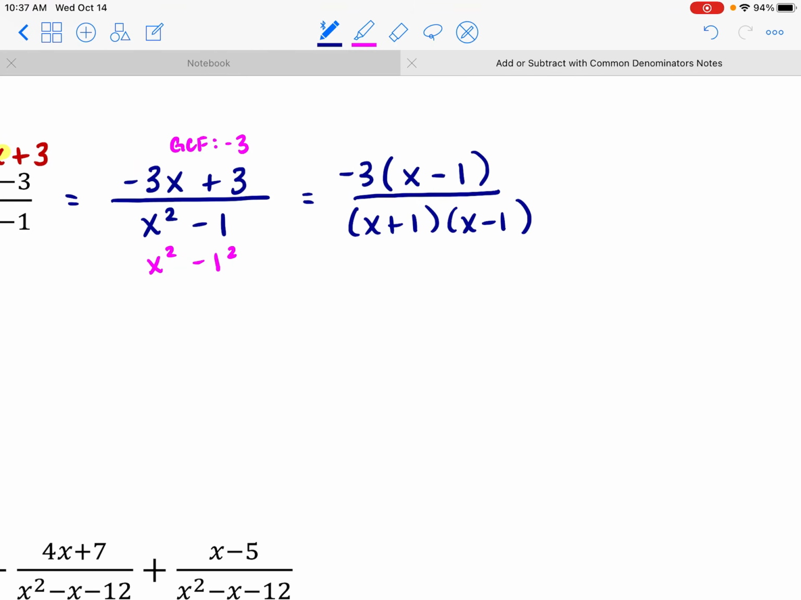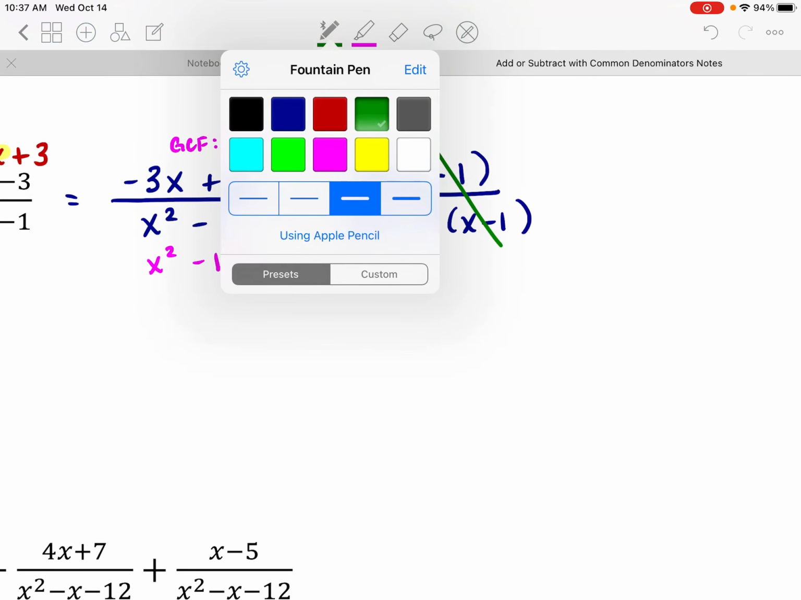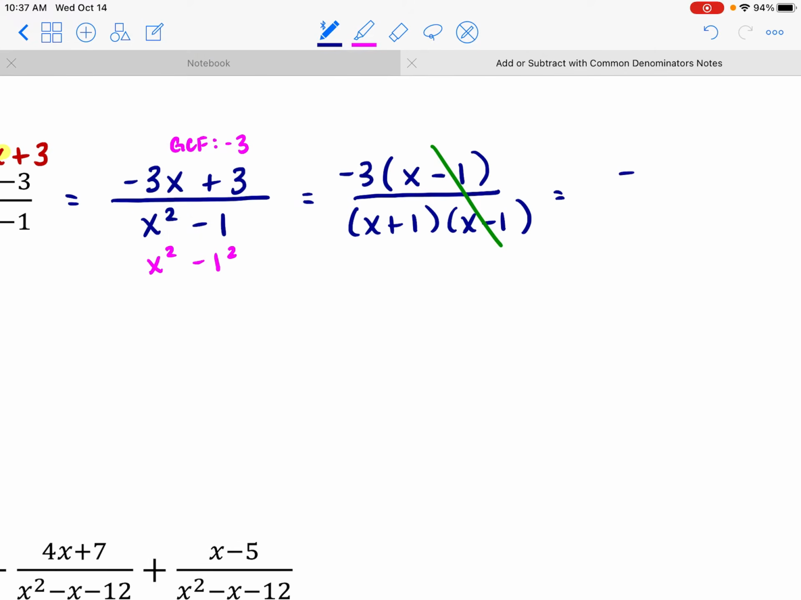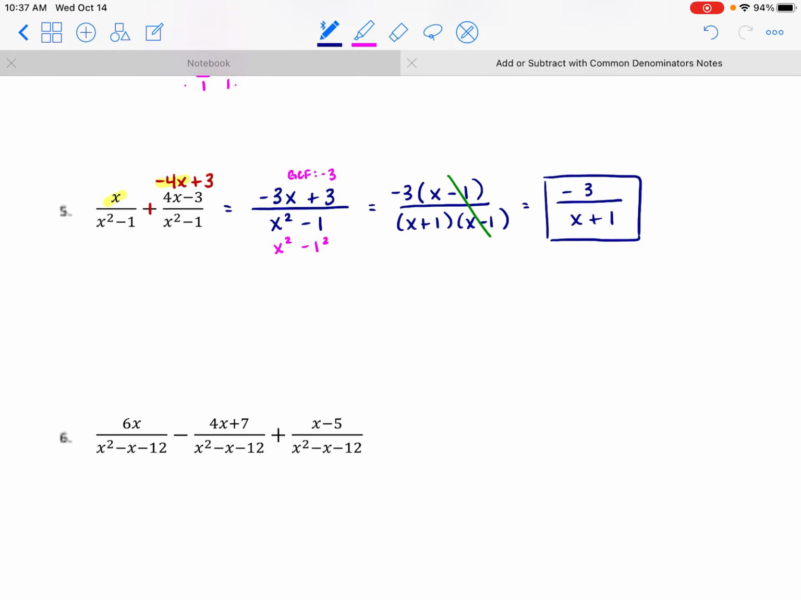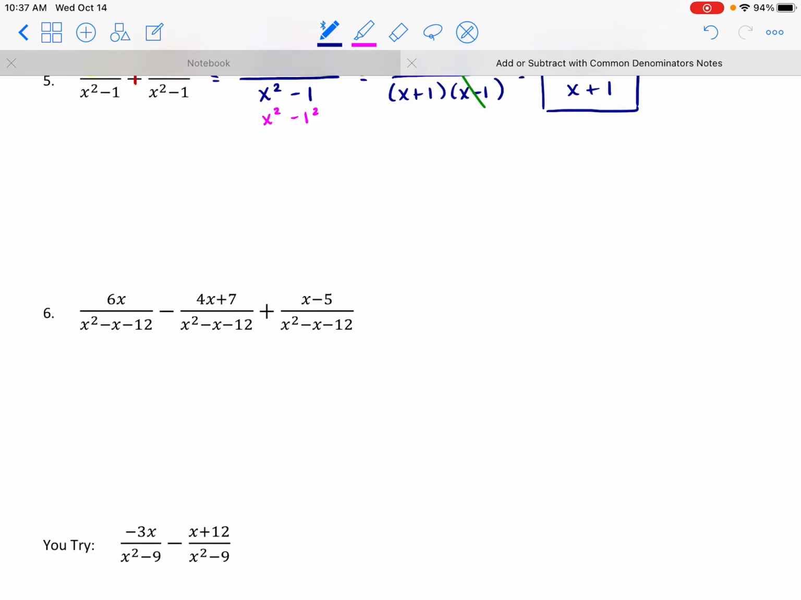Which means now we can reduce an x minus 1 from our numerator and denominator. So that leaves us a negative 3 in the numerator and an x plus 1 in the denominator. And those 3 remaining terms have nothing left in common, which makes that our final answer. Okay? All right, number 6 here.